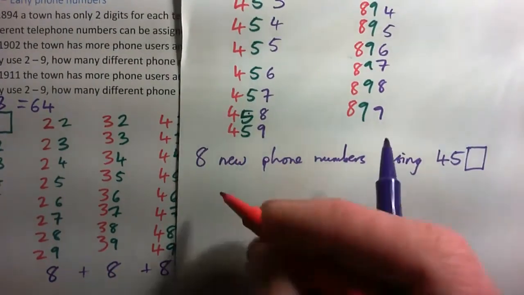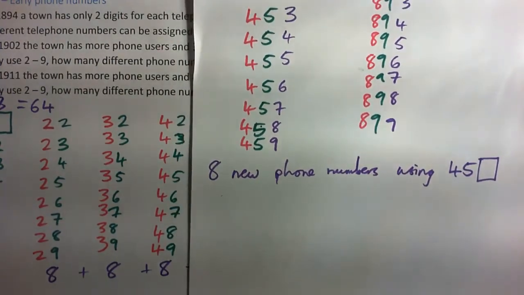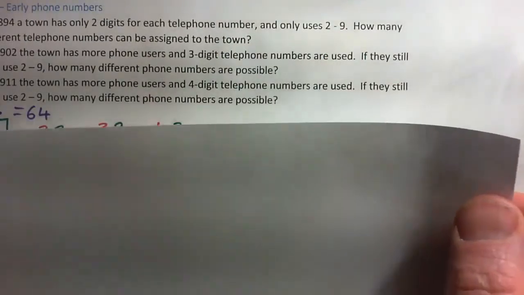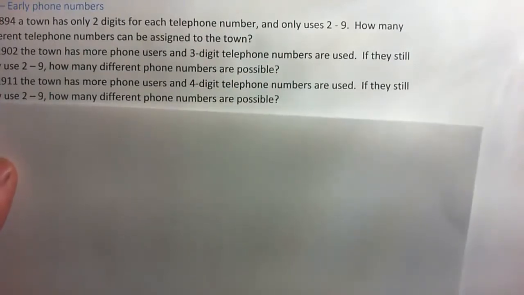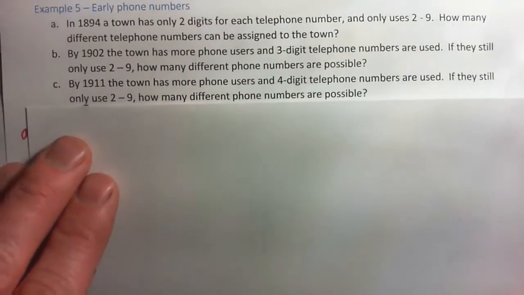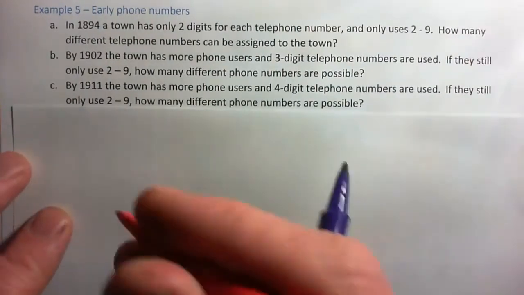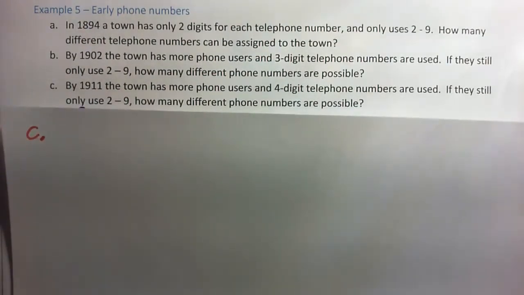Please do part C. Let me get new paper, I guess. Part C. By 1911, the town has more phone users and 4-digit telephone numbers are used. If they still only use digits 2 through 9, how many different phone numbers are possible now? So please press pause on the video and do part C. Okay, I hope you pressed pause on the video. I'm going to do it now.